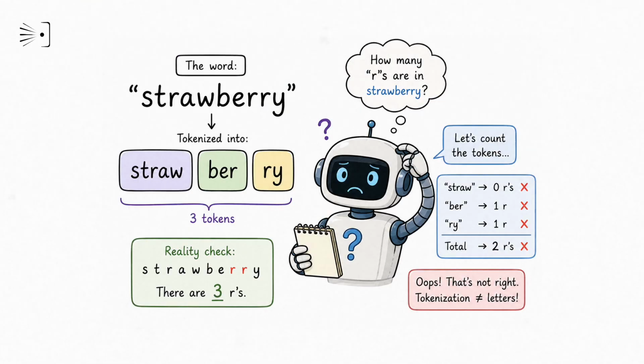This also explains a classic glitch. Ask a model how many R's are in strawberry, and it sometimes gets it wrong. Why? It doesn't see 10 separate letters, it sees a couple of tokens. It's reading in chunks, not characters, so letter-level puzzles aren't its natural strength. Knowing this, you'll understand why it stumbles instead of being surprised by it.